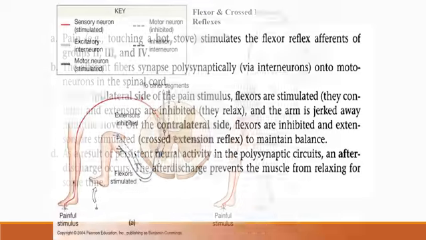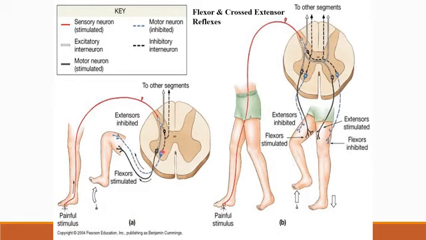Okay, so you can understand this by seeing a picture. So this is the painful stimulus. The same leg will be stimulated, that is, it is withdrawn. The flexors are stimulated so that the limb can contract, and the extensors are inhibited. Okay, so the limb is withdrawn from the painful stimulus. And in this picture, you can see the crossed extensor in the spinal cord. This picture is very important.